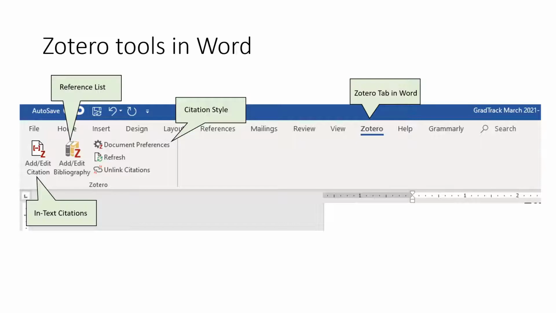The add and edit bibliography is going to be how you add and edit your reference list or your works cited, however you title that based on the style that you use. The document preferences is where you're going to go to set your citation style. What's nice about this is you can set it within this for whatever document you're working on. So if you need to use APA for one class, but MLA or IEEE for another class, you can set it for the document you're currently working on, and it will apply those style settings to your current document. So these are the basic tools.